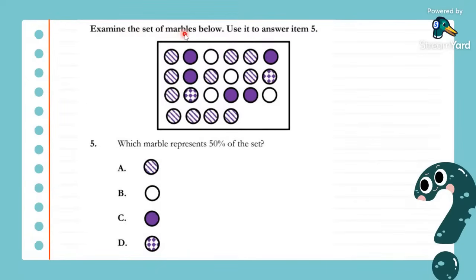Examine the set of marbles below. Use it to answer item 5. Now here's a diagram with some different kinds of marbles in it. The question says, which marble represents 50% of the set? Put your answer and also give an explanation. Which marble represents 50% of this set? What's the first thing we must think about if we're to do something like this?